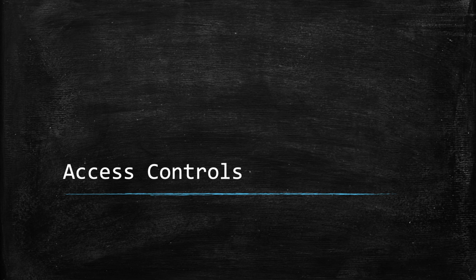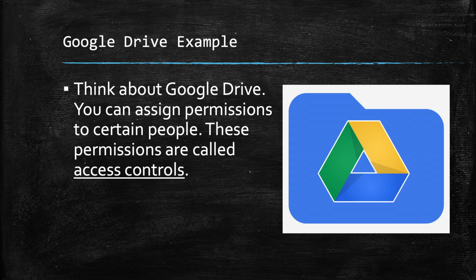So let's get into something called access controls. We're all familiar with the concept with Google Drive. If you create a file, if you upload something, you can actually assign different permissions to different people. In order to access a file by default, you have to log into your Google account and sign in in order to download that file. If you right-click on that file, you can actually assign different permissions to that file.